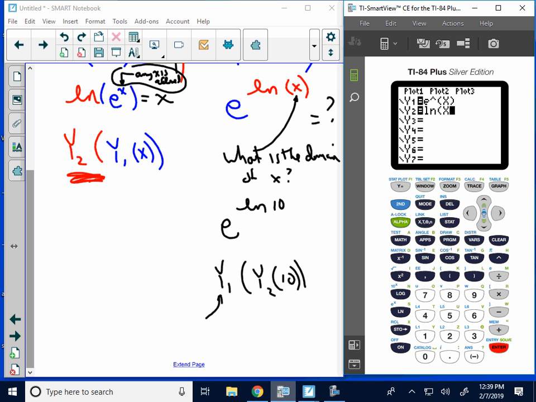Natural log of x, we're okay there. Second quit. Oh, I forgot parentheses. So whenever you get an error, go to the error. I just wasn't looking at my screen on the smartboard here. So let's try this again.